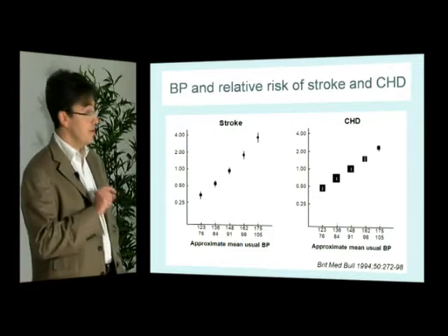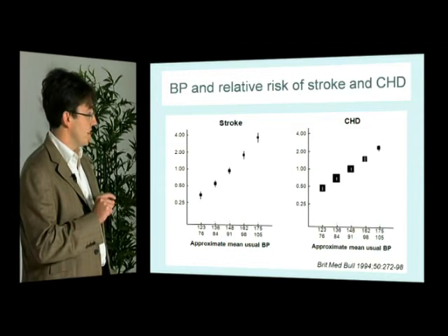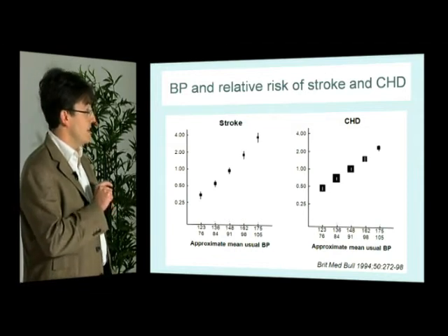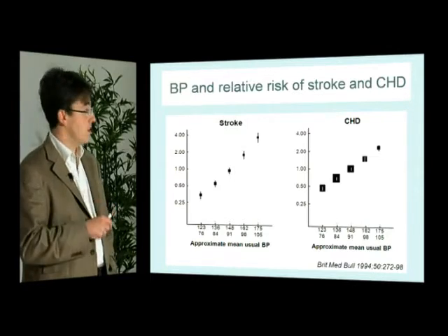You can see a very similar relationship on the slide on the right-hand side to coronary heart disease, where as blood pressure rises, you have a marked increase in the risk of developing coronary heart disease.